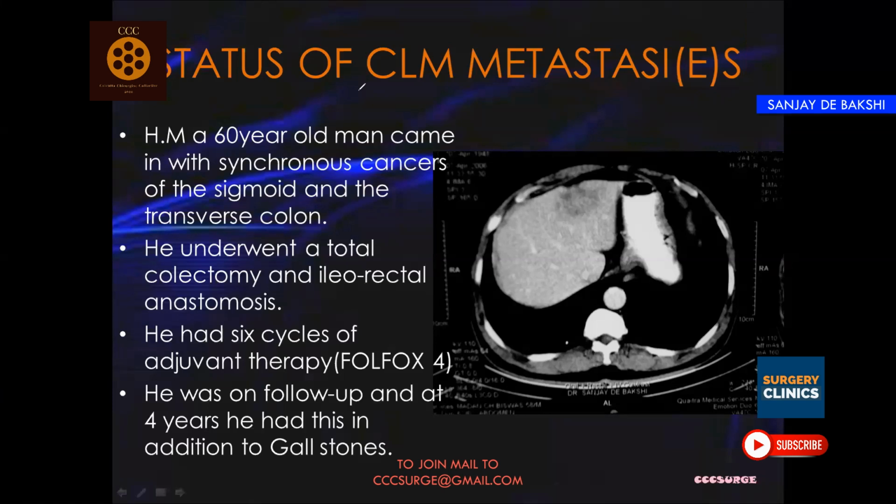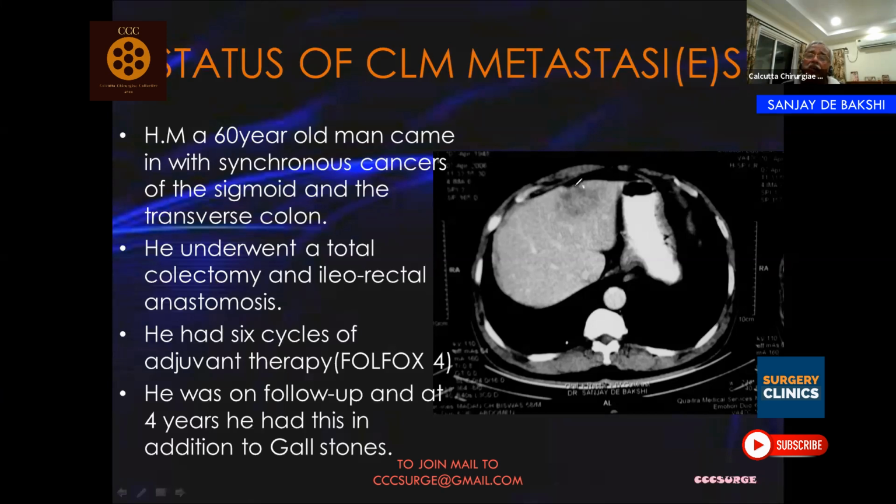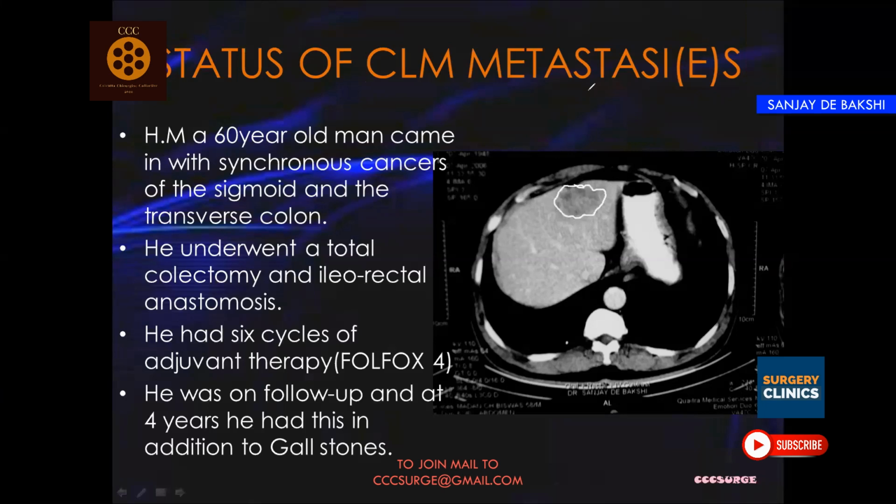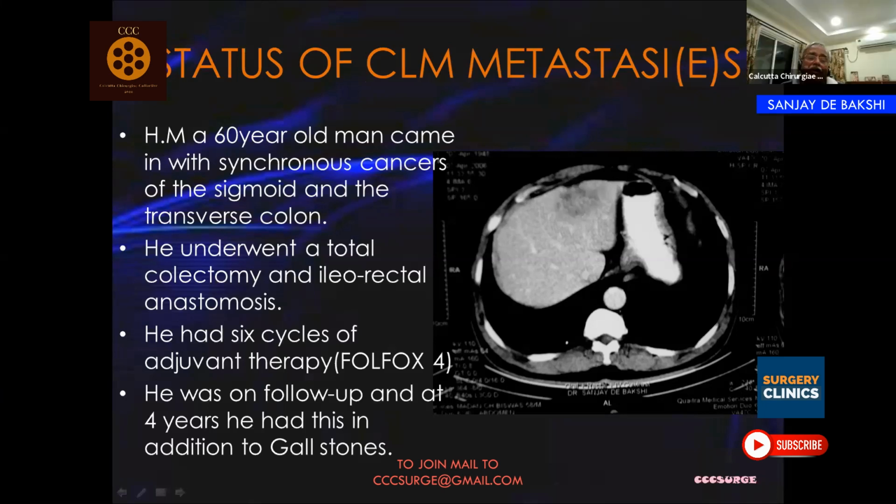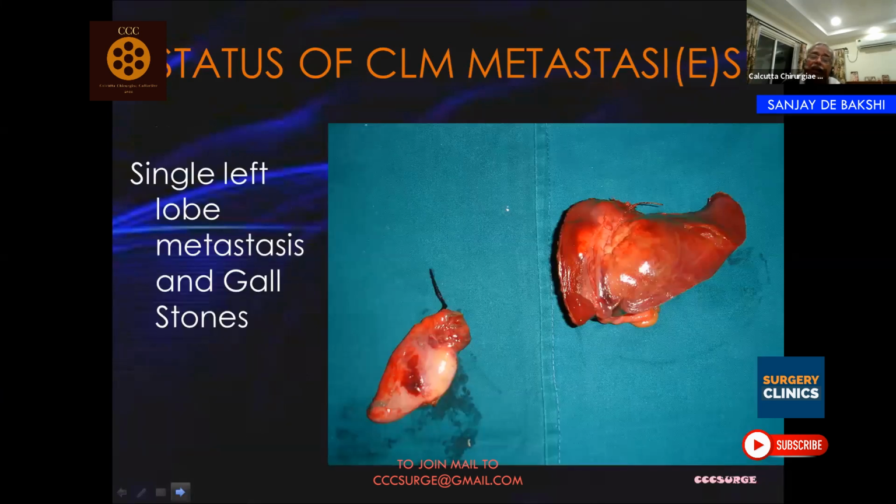Secondary. Not secondaries, one particular secondary in the left lobe of the liver. Yes, right. So what we did initially was to do this operation. We did a cholecystectomy and we did a proper left hepatectomy.